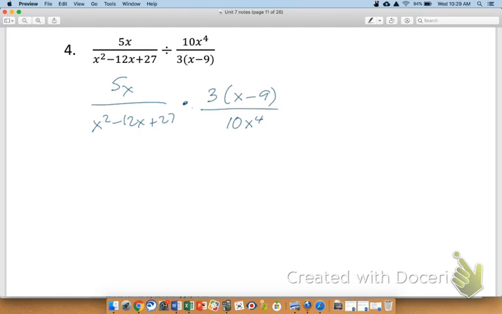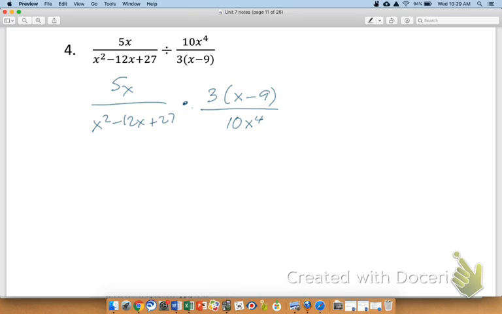Now step 2, I need to recognize which of these expressions is factored and which of them is not. So 5 times x, I'm going to call that factored. It's a multiplication problem. 3 times x minus 9, once again, it's a multiplication problem. It's been factored. 10 times x to the 4th, we could factor that a little bit further. We could go into those super detailed steps with x to the 4th being x times itself 4 times and all that stuff. 10 is really 2 times 5. But I'm going to go ahead and call that factored as it currently stands.